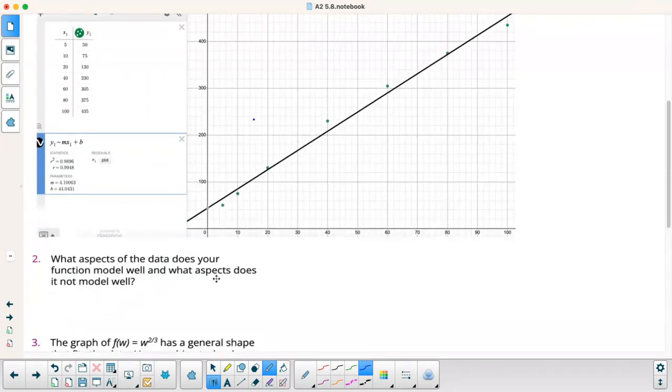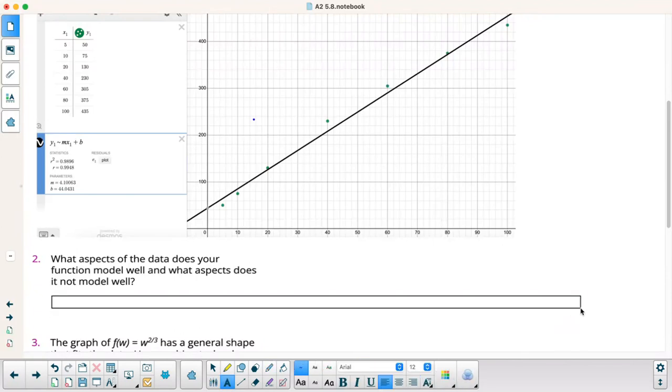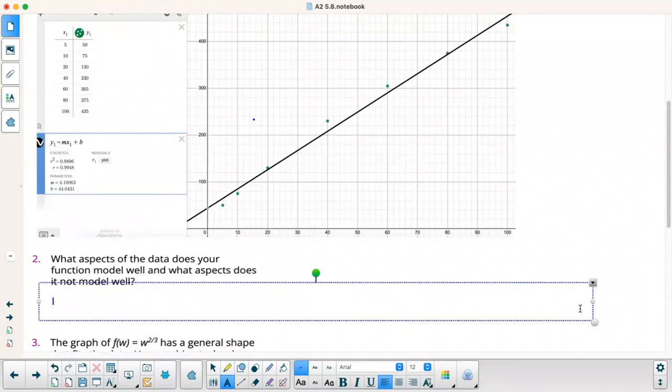What aspects of the data does your function model well? What aspects does it not model well? I would say it appears to be somewhat accurate. I would say if you look at it closely, it kind of looks like it curves a little bit more.